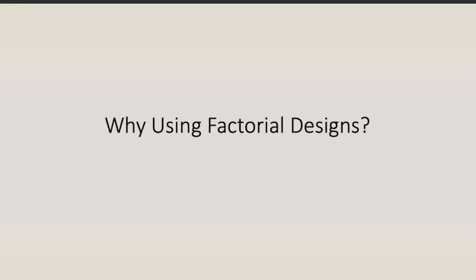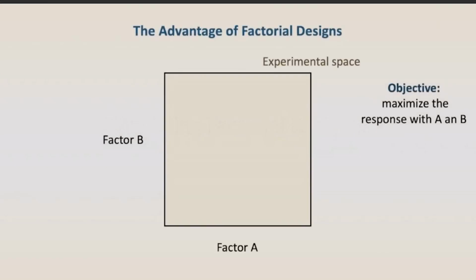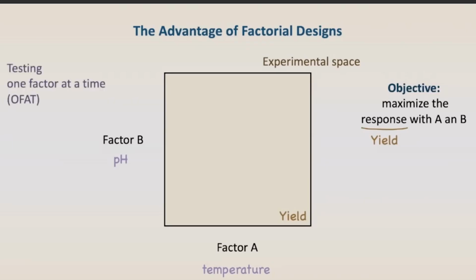Why use factorial designs? Which are the advantages of factorial designs? Let's suppose we have an experimental space with factors A and B, and we wish to maximize the response or outcome of the system. To make it easier, let's say that our response is the yield of a chemical process with temperature and pH. Our first approach is testing one factor at a time, and our first experiment will be at 30 degrees and pH 4, and the yield was 25.